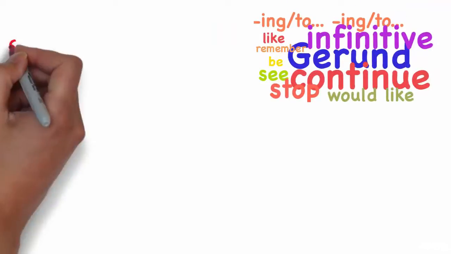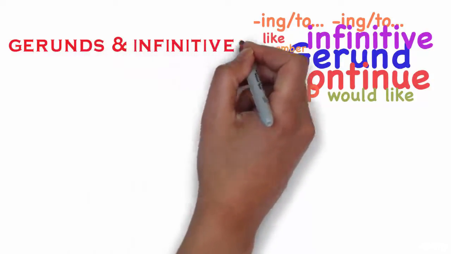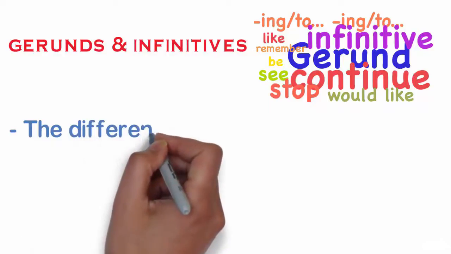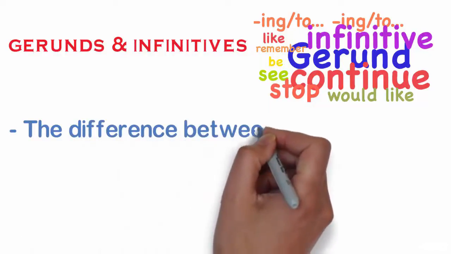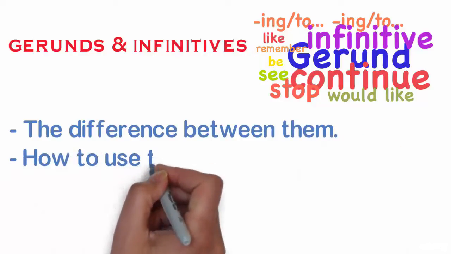In the next section, you will learn about a very important rule in English grammar, gerunds and infinitive. You will learn what do you mean by gerunds and infinitive and how to use them correctly.